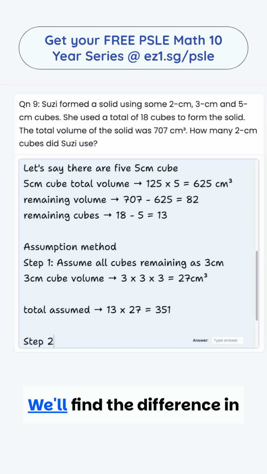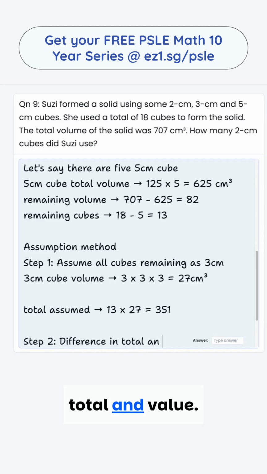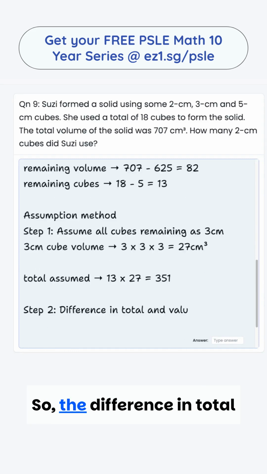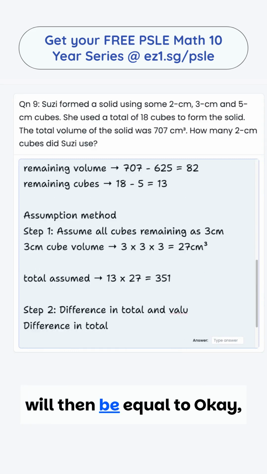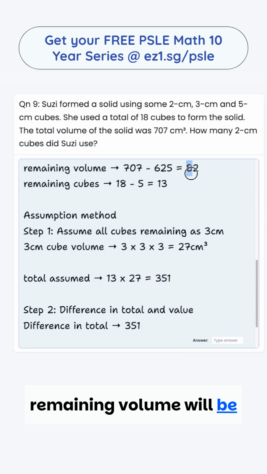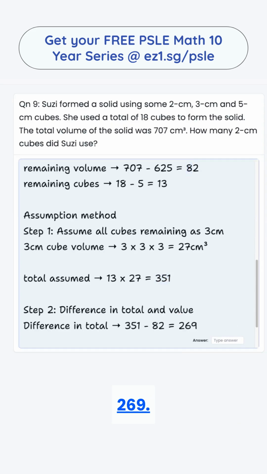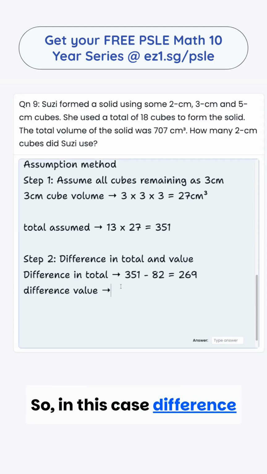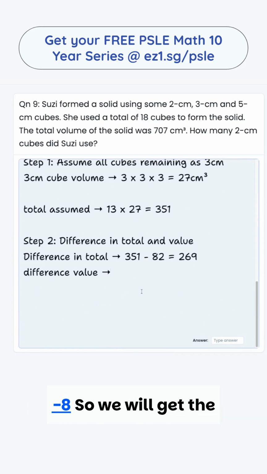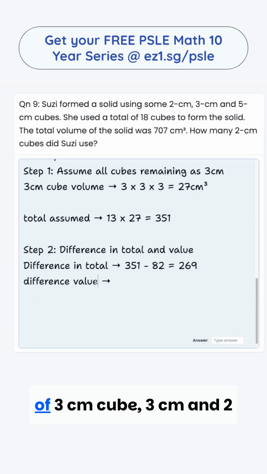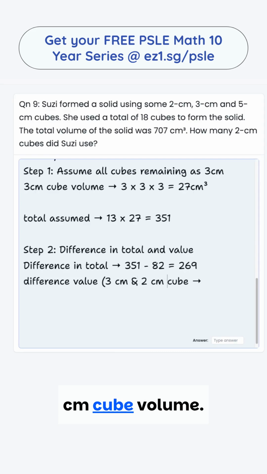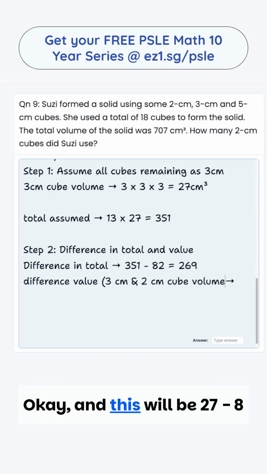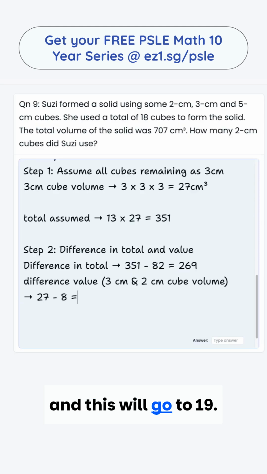Then step 2: we find the difference in total and the difference in value. The difference in total is 351 minus the remaining volume of 82, which gives us 269. The difference in value stays the same: the difference between the 3 cm cube and 2 cm cube volume is 27 minus 8, which is 19.